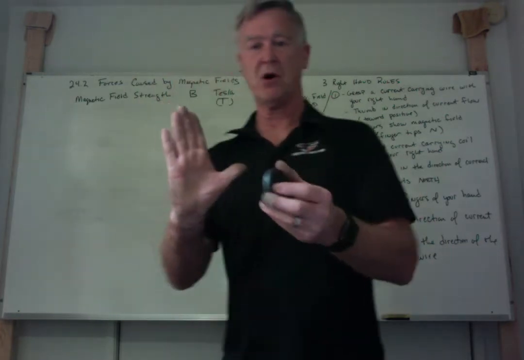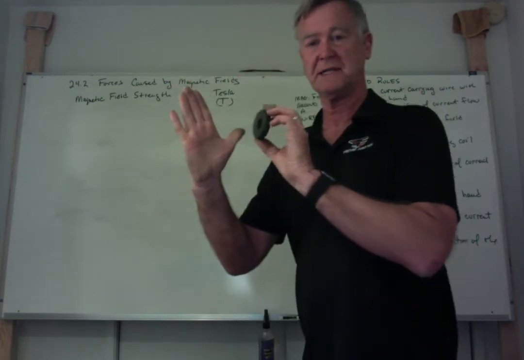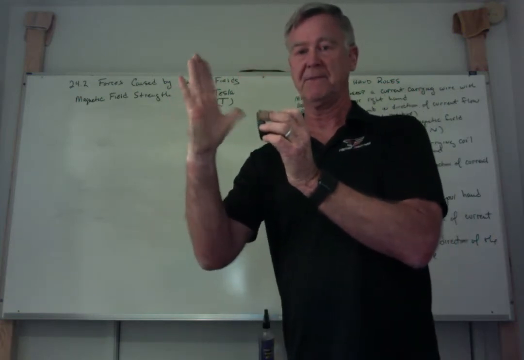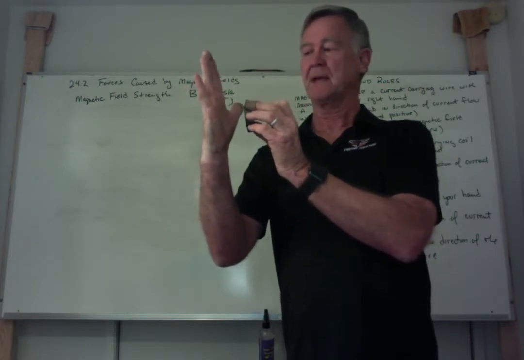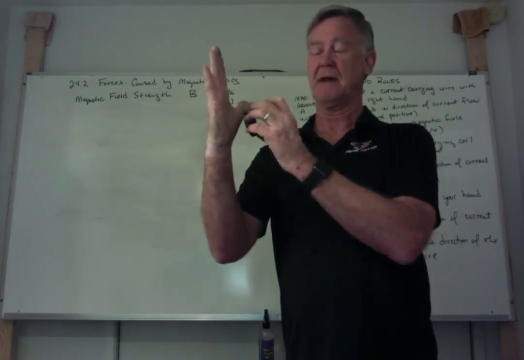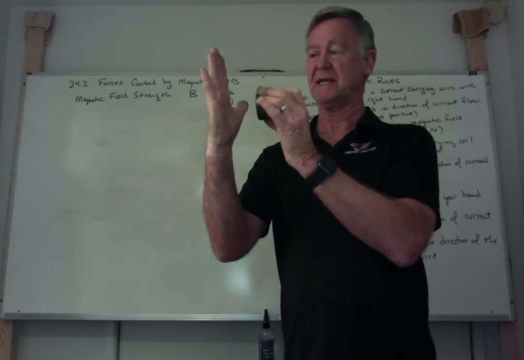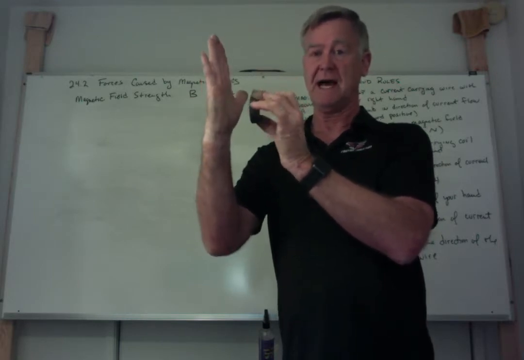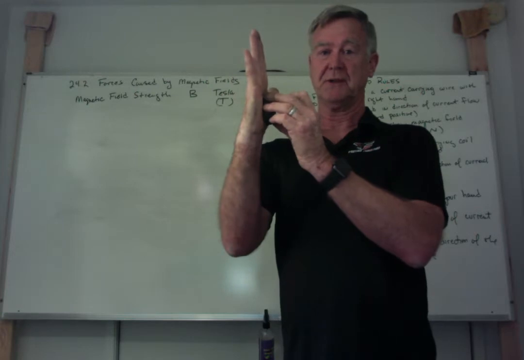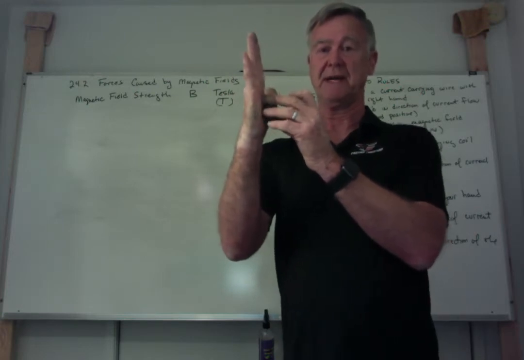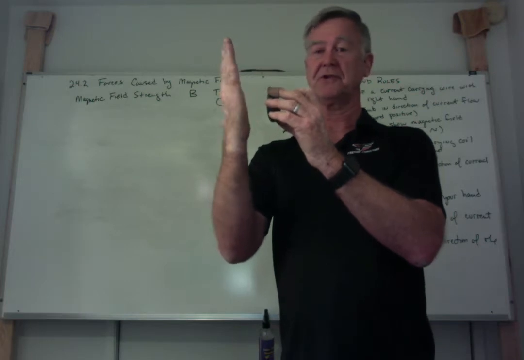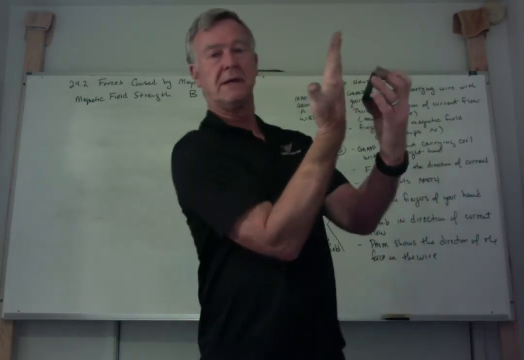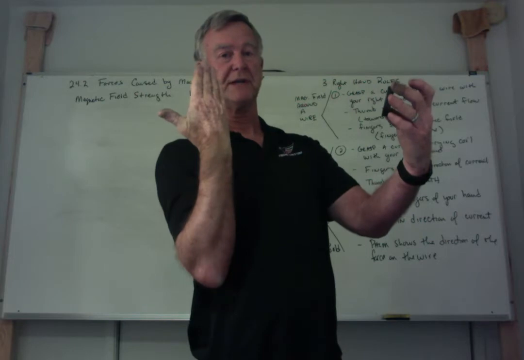If this was my palm, I'll do it this way so you can kind of see it, a little hard. If my thumb, the current, was going toward the whiteboard, and that was my wire, and this is my magnetic field, and north is up, this is going to get pushed this direction, and that's what you saw happening. On the other hand, if I was to turn the direction of the current around, now that wire is going to get pushed out this direction.